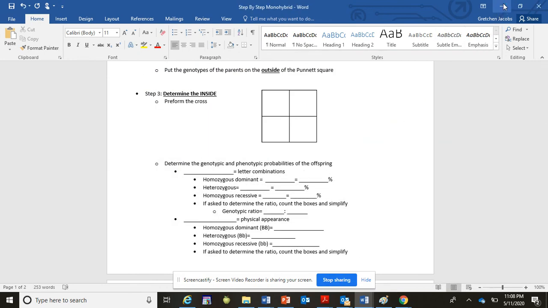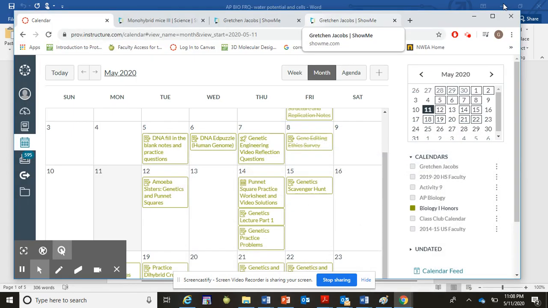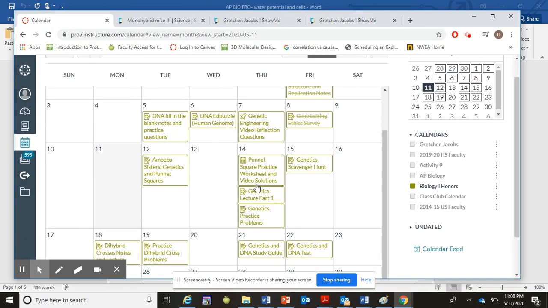So that is kind of a setup for what we're going to do next week, which is dihybrid crosses, which get a little bit more complicated. But I hope that was helpful, and I will talk to you later.